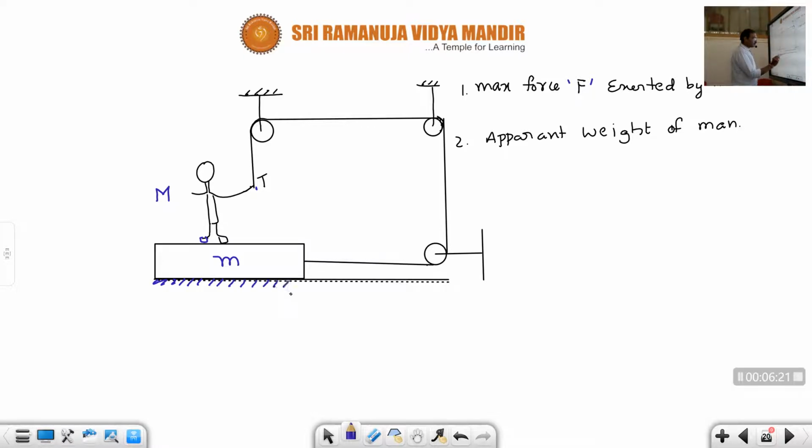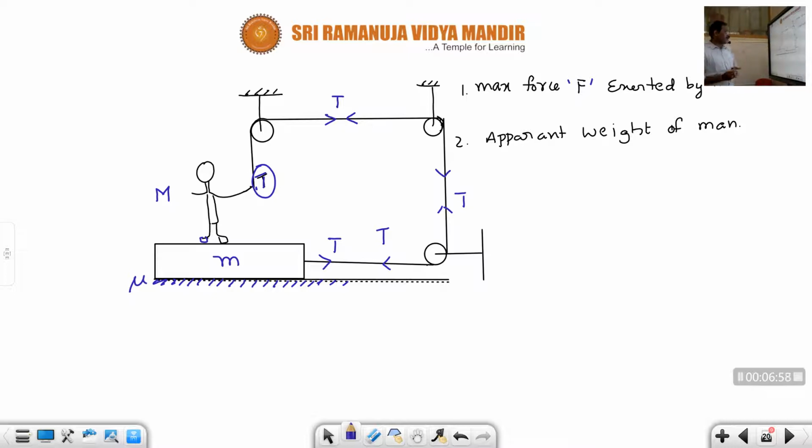Because it is a rough horizontal surface, the coefficient of friction between the block and the rough surface is mu. Now, in this situation, T is the tension. Because the string is the same, the tension will be the same: here the tension is T, and here the tension is T. We have to find the maximum force exerted by the man to hold the system, the man and mass, in equilibrium.